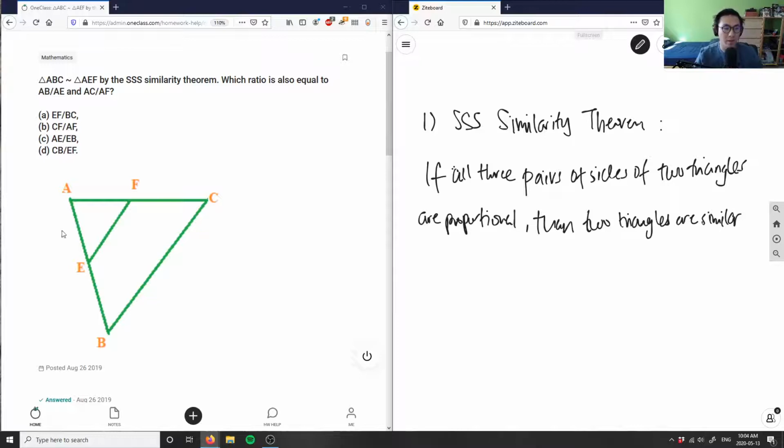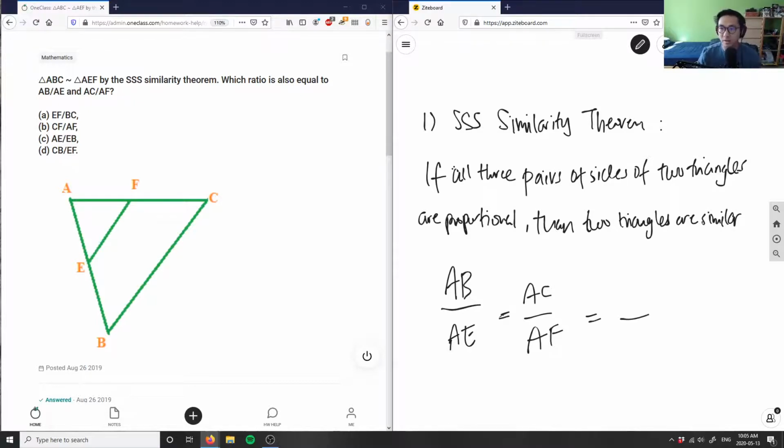We can think of a ratio here as half, because that's what I can visually see. Half of AB is AE, half of AC is AF, and BC is half of EF. So it's asking which ratio is also equal to AB over AE. Let me write this down first: AB over AE is equal to AC over AF, which is equal to some type of ratio.